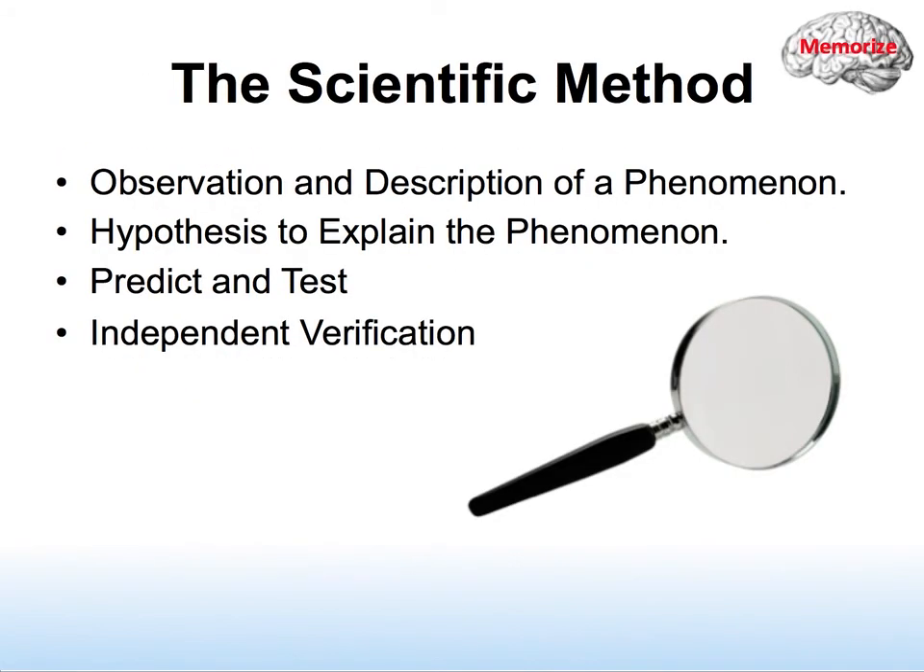So once again, our scientific method is that we're going to observe and describe a phenomenon. That's always step one. We're going to create a hypothesis to explain the phenomenon. We're going to predict and test it, right? We're going to run experiments and make conclusions based on the results from the experiment, and other scientists will come along and there will be some independent verification. So I hope that from this section you've learned a lot about scientific method and hypotheses and all of those fun things that scientists deal with.